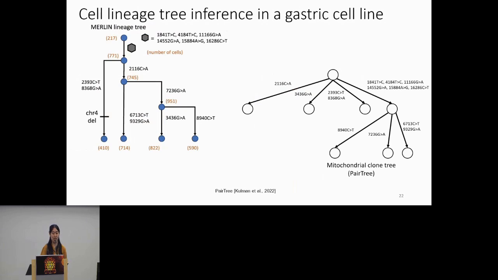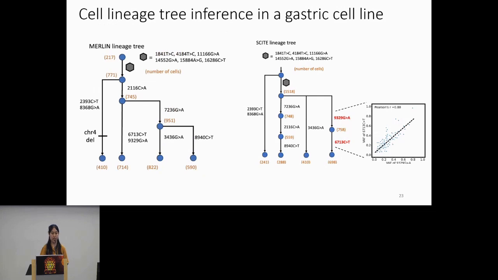We also compared the other methods on the same dataset with Merlin just to see the difference. On the right, we have the mitochondrial clone tree inferred by PearTree. It is very similar to the one inferred by Merlin. However, unlike Merlin, which makes sure that the cell tree and clone tree are concordant, we found that almost half the cells in the mixture matrix from PearTree are evolutionarily discordant.